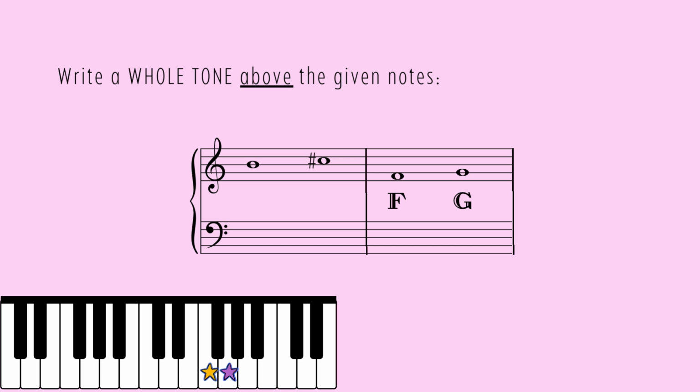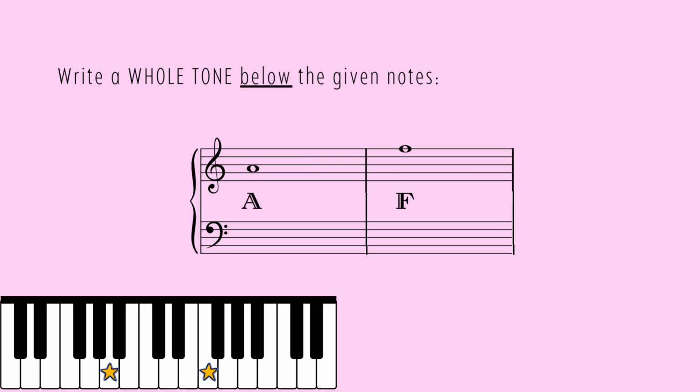And then I check on my keyboard picture, are these notes in fact a whole tone apart? Is there a key in between? And the answer is yes. I have one black key in between F and G. It could be referred to as F sharp or G flat, but there is that key in between, making F to G a perfect whole tone.